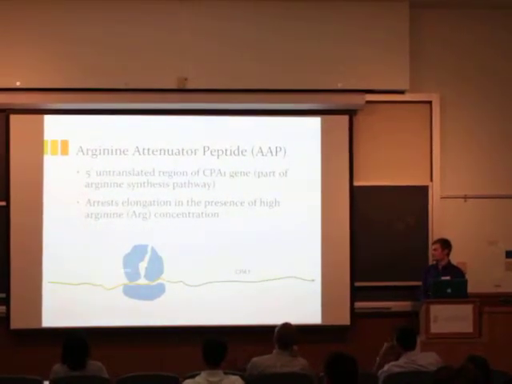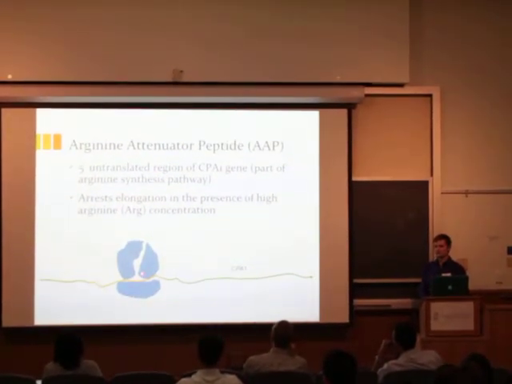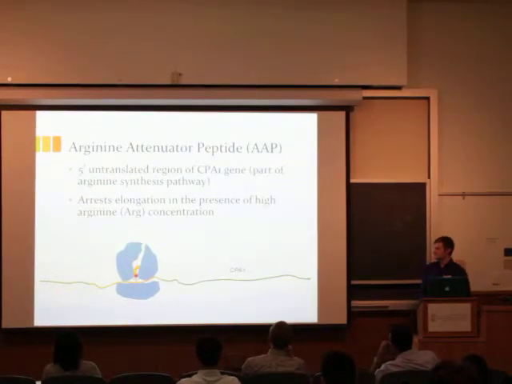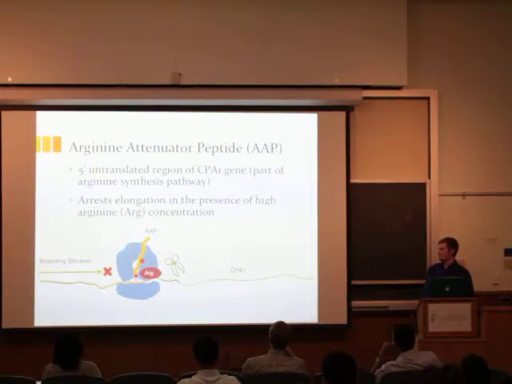And this would be the part of the mRNA that codes for our gene attenuator peptide. This would be the CPA1 gene. And as its elongation is occurring, amino acids are linked together, forming our gene attenuator peptide. However, in the presence of arginine, there is stalling and degradation of mRNA, and that's how the regulation works.